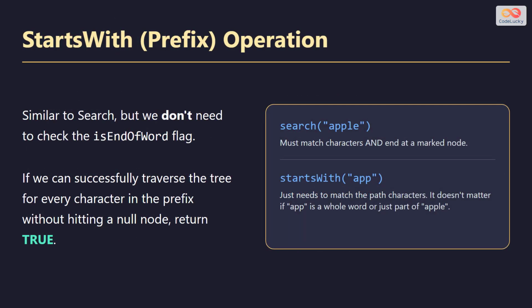The StartsWith operation is very similar to search, but looser. We traverse the tree using the prefix characters. If we can follow the path without hitting a null link, we return true immediately. We do not need to check the end-of-word flag here.